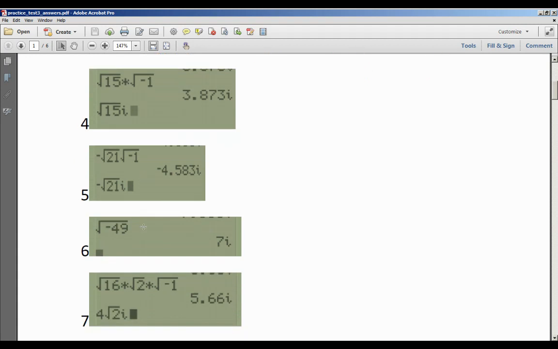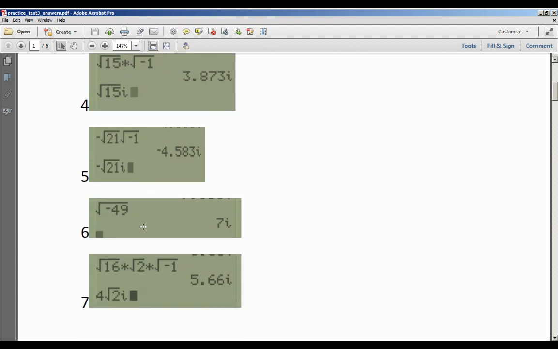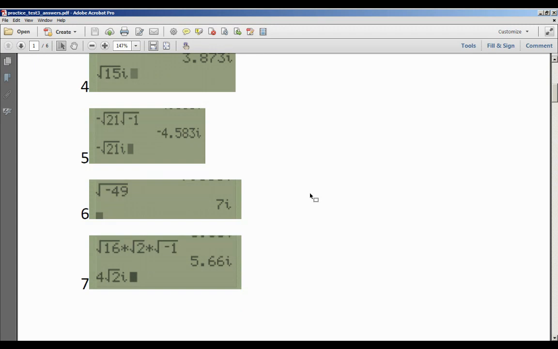So there's no confusion. Number 6, straight out, if you put this into your calculator, make certain, though, that you've got your mode set to a plus bi instead of real. If you don't have your mode set to a plus bi, you're going to get an error message, non-real number it's going to say, because your mode has been set.